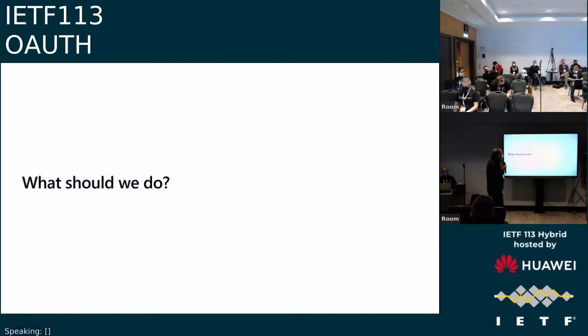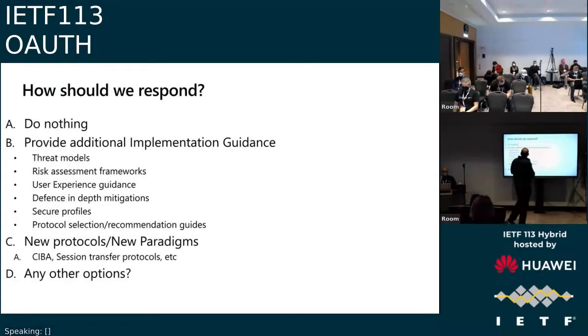So what should we do? If we go to the next slide. So there are some options here. One, we could say we'll do nothing. I'll remind you about the first slide I put up, which is that maybe we should or could do more. A simple thing is just more implementation guidance, threat models, risk assessment frameworks, even user experience guidance, profiles, recommendations, and so on. Maybe there are new protocols that we need to look at. CIBA is one of those that's interesting, but it may actually be vulnerable to similar exploits. And then, any other options?